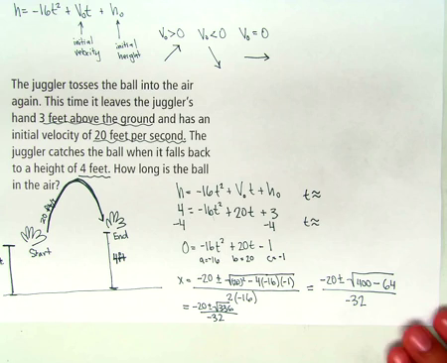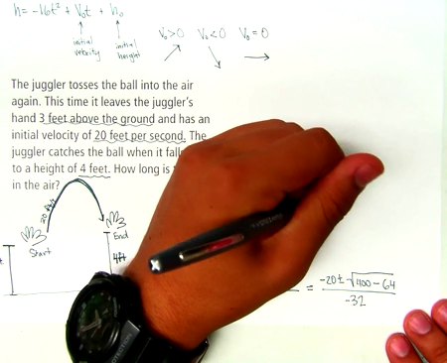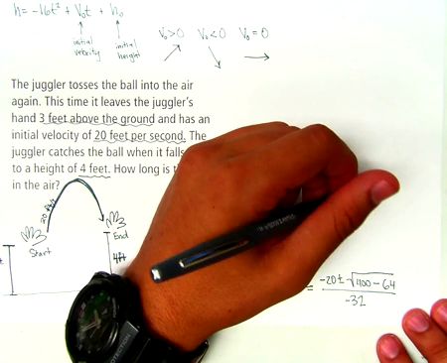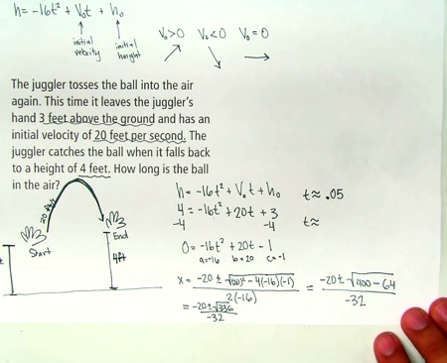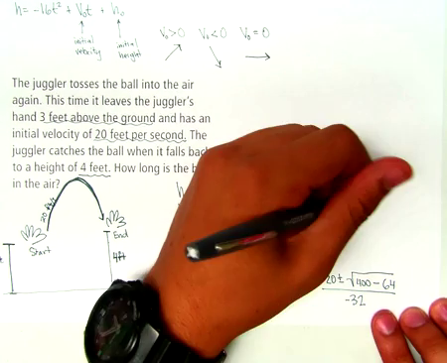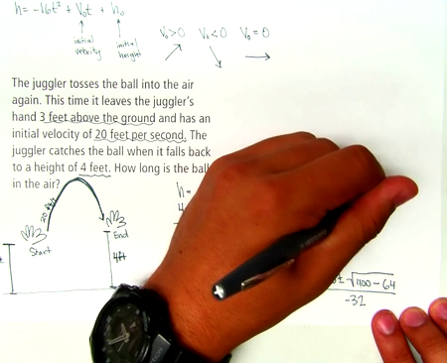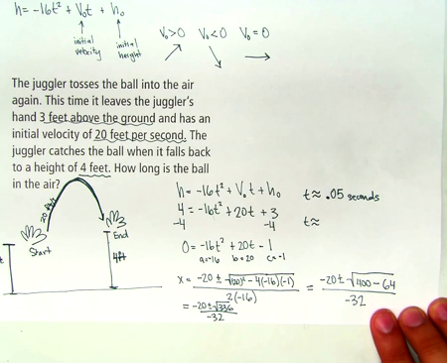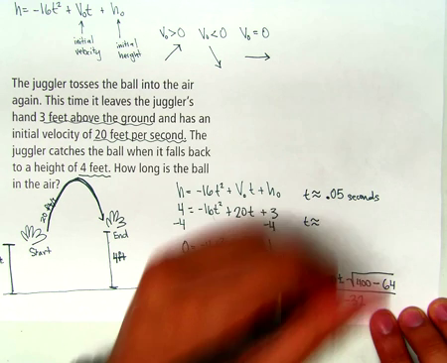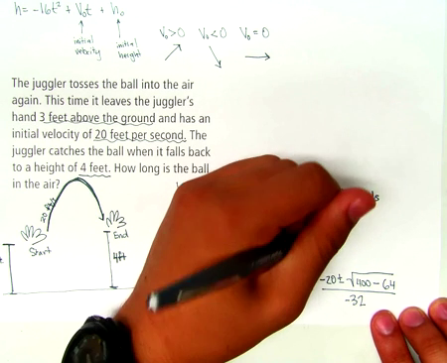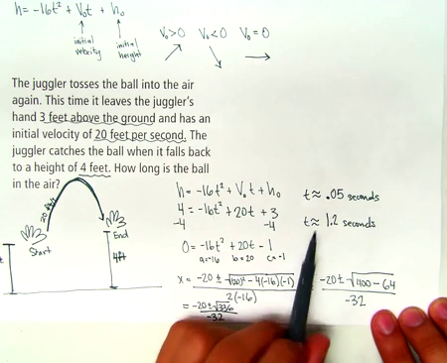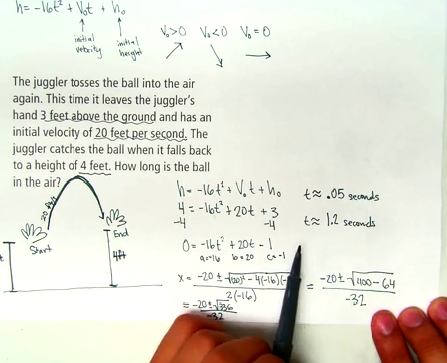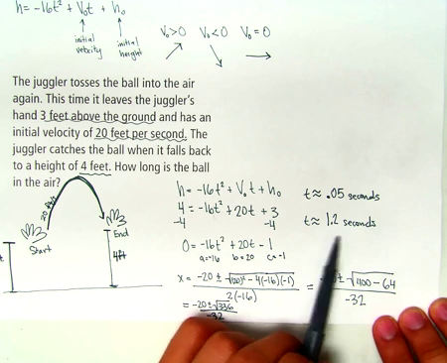Okay. Yeah, so one of them was like 0.05 something. Okay, so we'll round that to 0.05. So 0.05 seconds. What about the second one? Okay, 1.2. We'll round that one to 1.2. So both of these say time is approximately 0.05 seconds. Time is approximately 1.2 seconds.